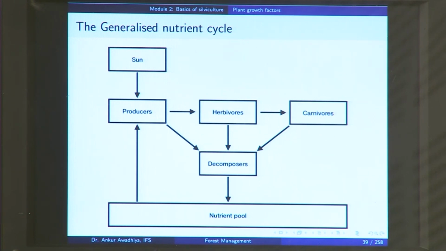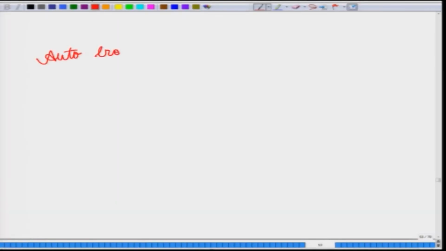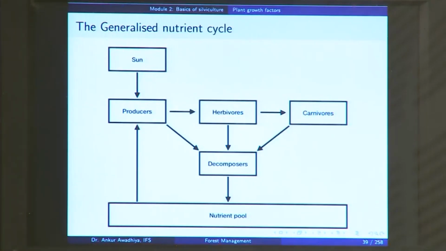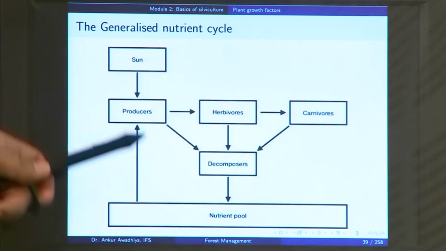They are also known as autotrophs. Auto is self and troph is nutrition. So, autotrophy is self nutrition, you are making food by yourself. So, these autotrophs are also known as producers. Now, the sun is giving light to these autotrophs, which are in turn producing food for the other organisms.